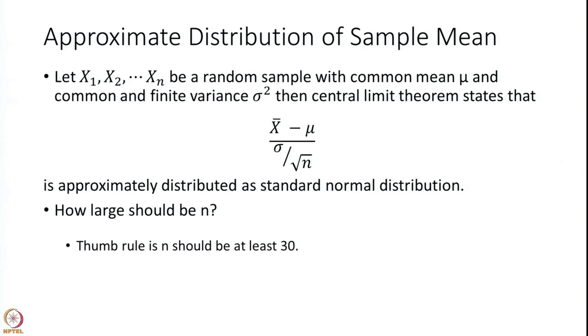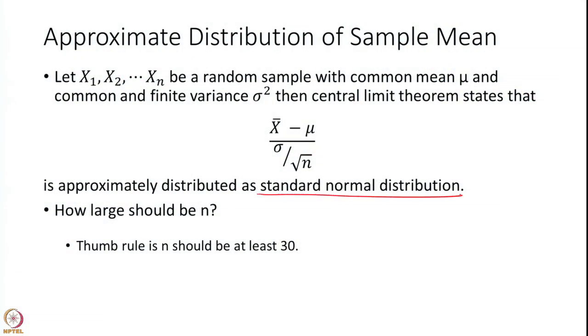So, now let us worry about what is the approximate distribution of the sample mean. Again, we say that x1, x2, ..., xn is a random sample with a common mean and a common finite variance sigma square. Then the central limit theorem tells us that the normalized value of x bar follows a standard normal distribution.